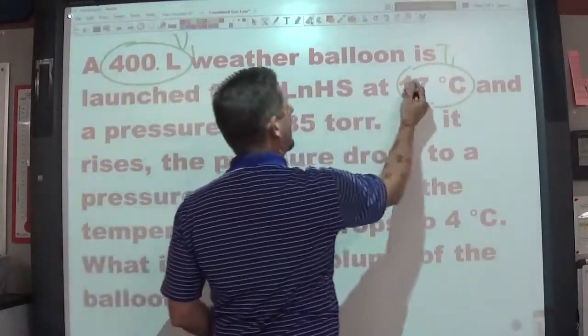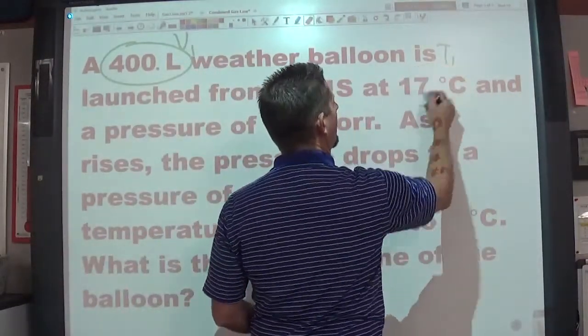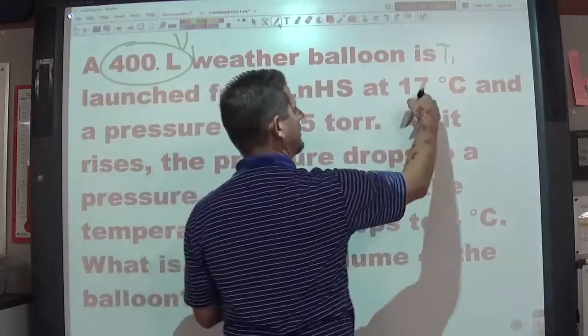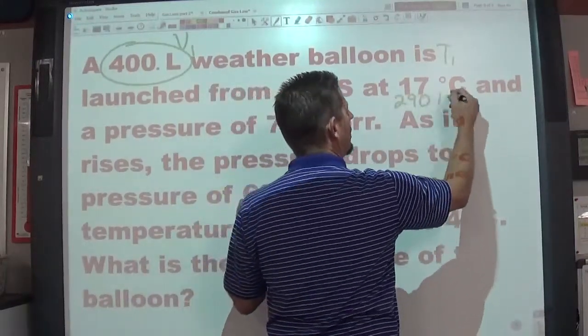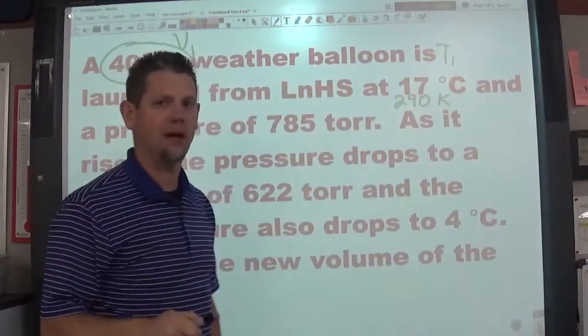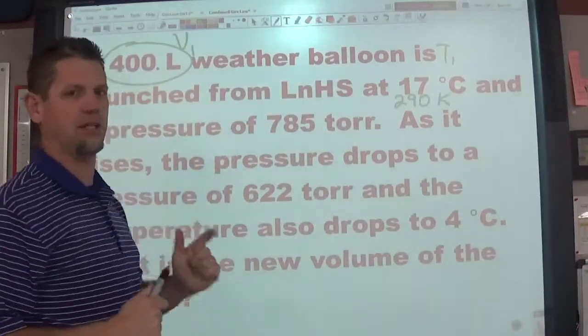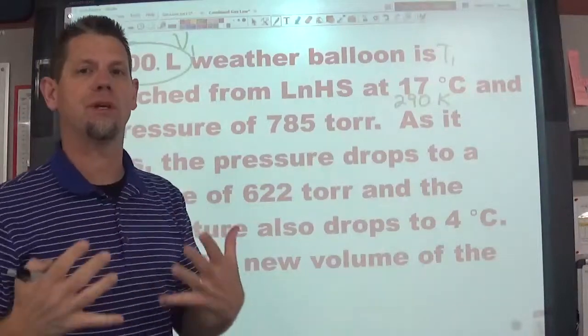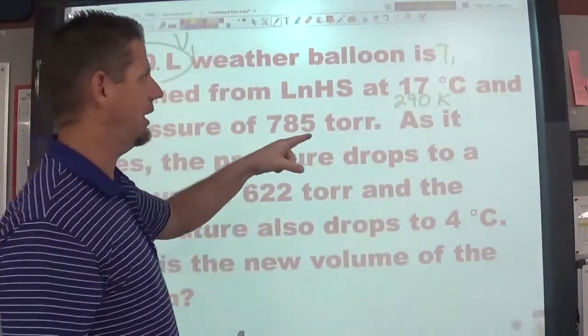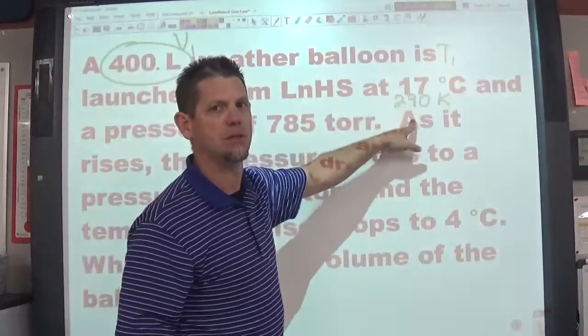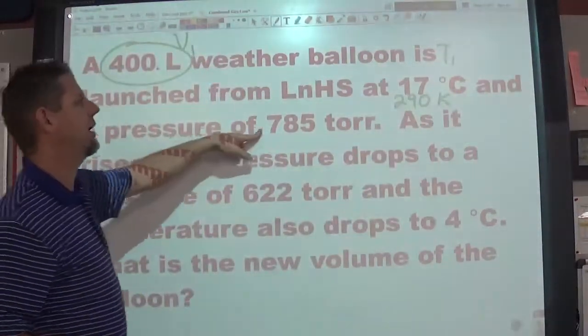That's right, we can't use Celsius. Before I even move on, I'm just going to write it right underneath this. 17 degrees Celsius plus 273 is 290 Kelvin. 290 Kelvin is more important than 17 degrees Celsius because when we do the calculation, it must be Kelvin. 273 plus 17, 290. And a pressure of, that's pressure.